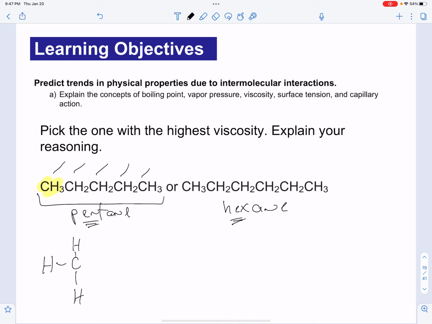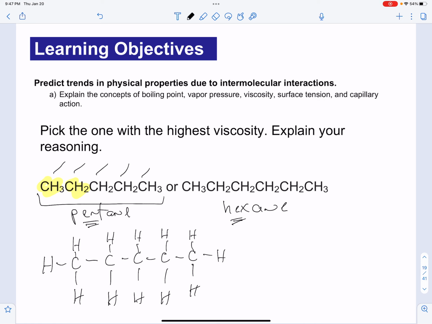And that's going to be attached to a carbon with 2 hydrogens. That's what the CH2 means. Attached to another carbon with 2 hydrogens. Another carbon with 2 hydrogens. And a final 5th carbon with 3 hydrogens.